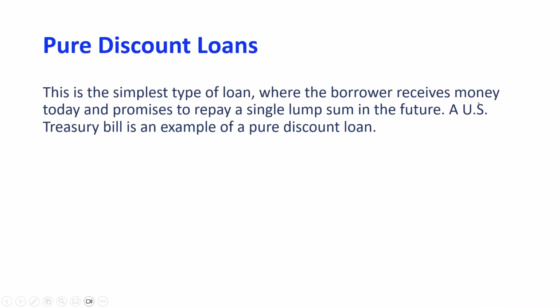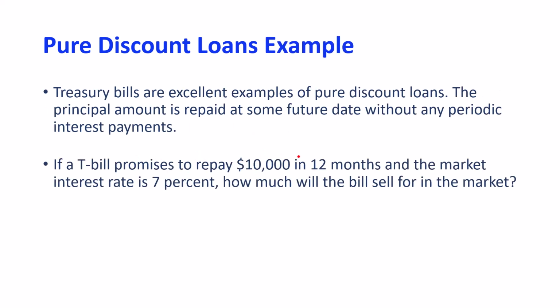So the first type of loan is a pure discount loan. It's the simplest type of loan, where the borrower receives the money today and has to pay one single lump sum in the future. For example, US Treasuries are a good example of pure discount loans. Sometimes we call them zero coupon loans as well, or zero coupon bonds. An example of that is the US Treasury.